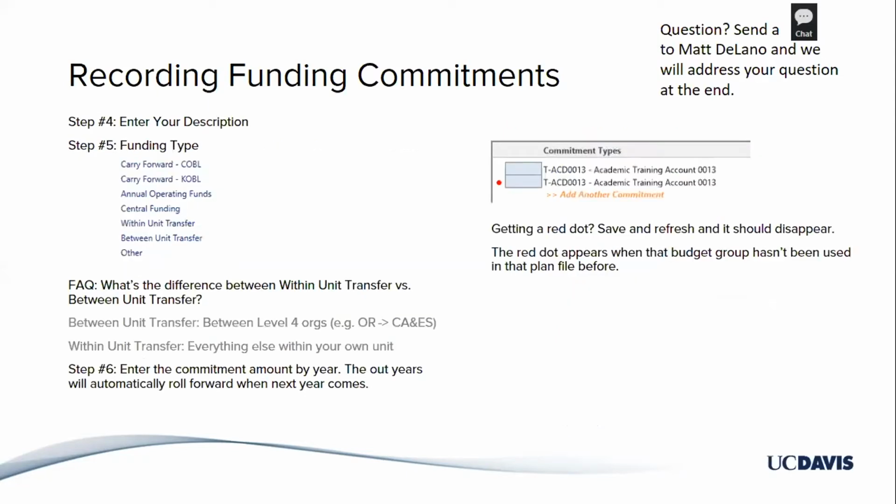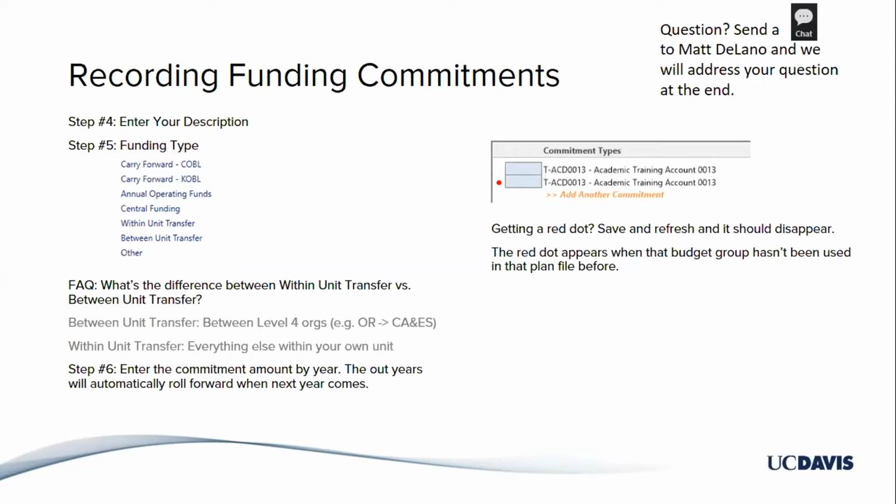Next, there's a description field, which is just an open field where you can type in whatever you want, whether it's a reference number to an attachment for a document that you've attached in AggieBudget so you can have further documentation about the commitment. It's really whatever you want to put in there. And then lastly, it is the funding type, where you select whether it's a commitment coming from central campus, or whether it's coming from another unit across campus or within your own unit.